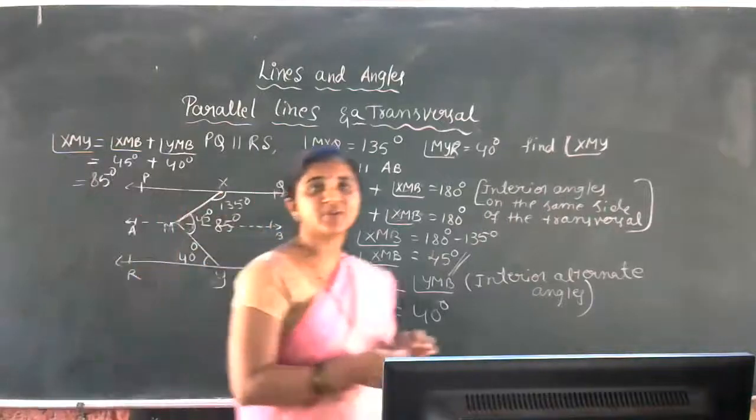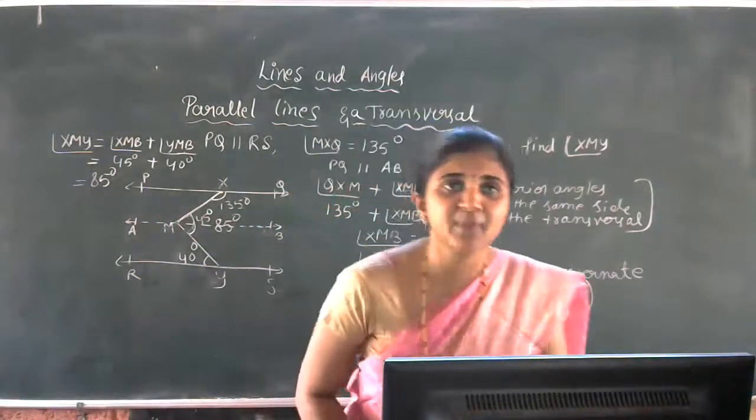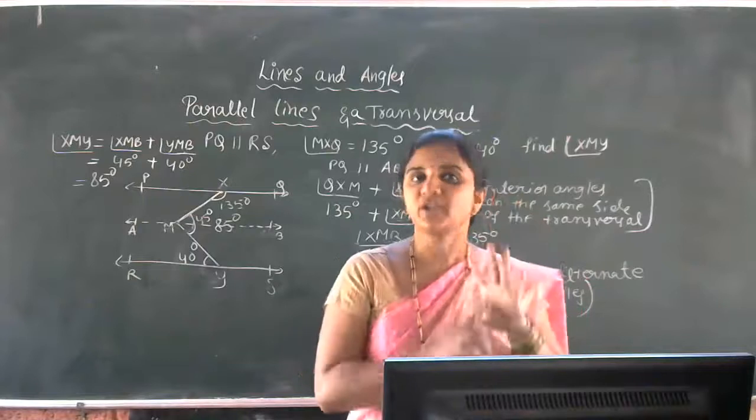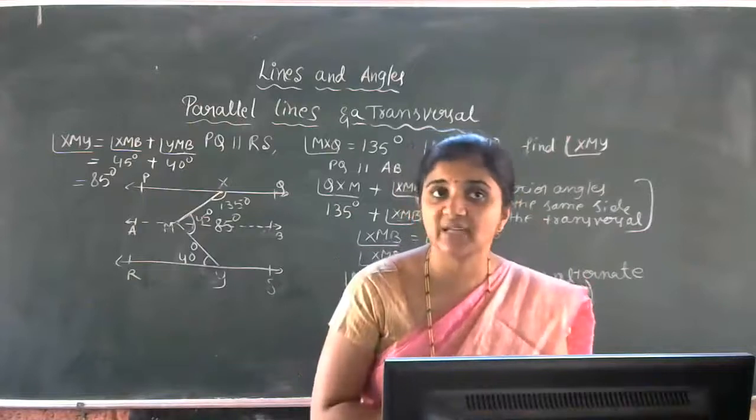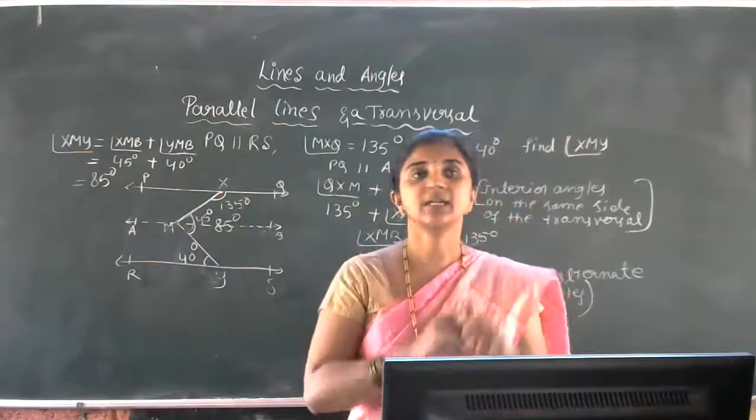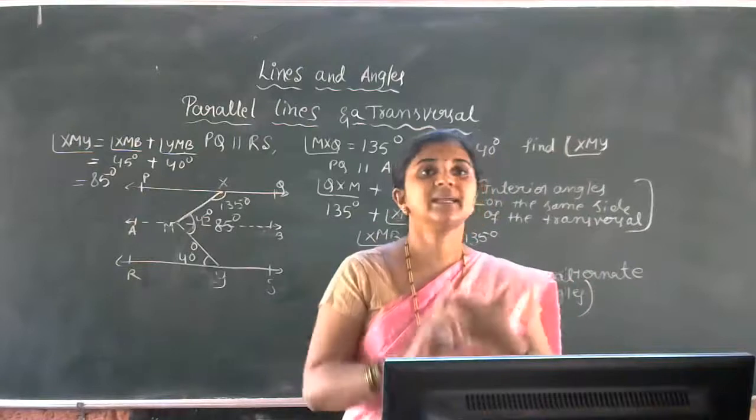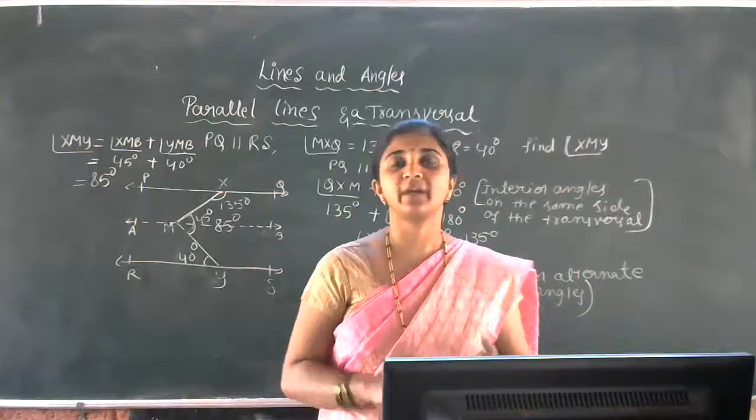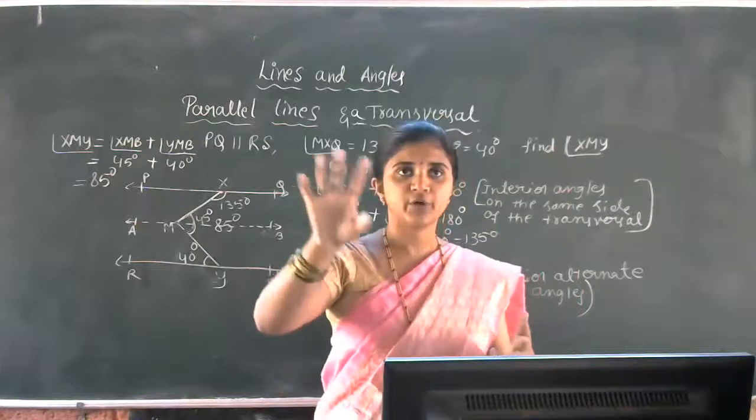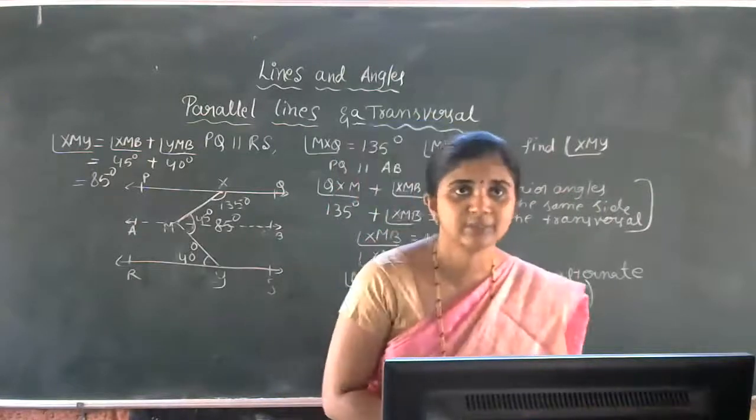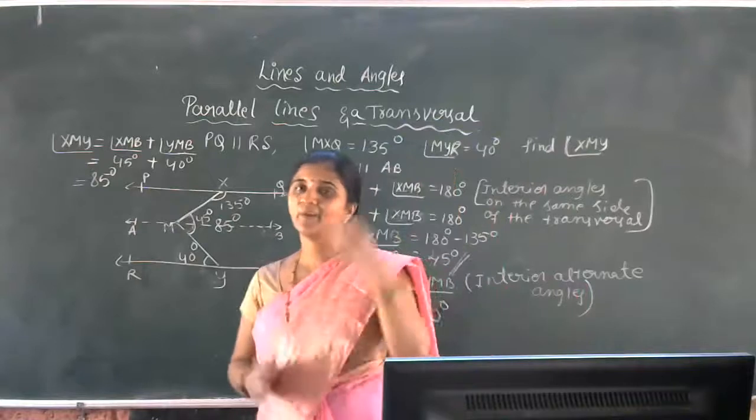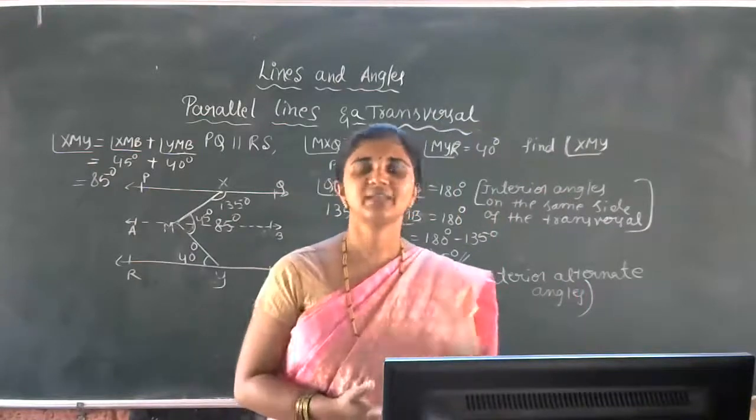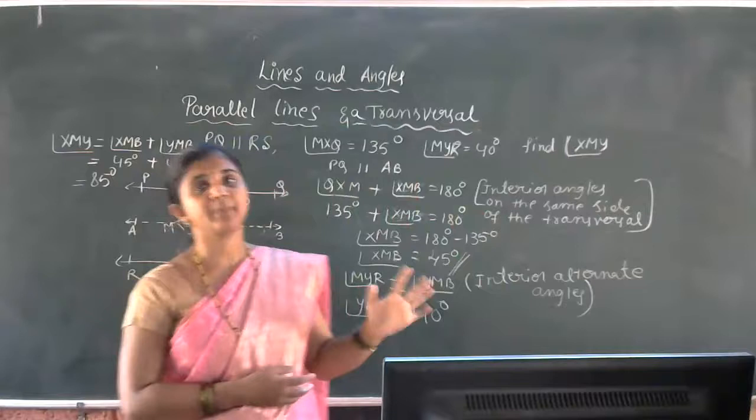Is it clear, students? Got the idea of this type of problem? Actually, what concepts did we apply here? We used alternate angles, then interior angles on the same side of the transversal. We used two properties. It is optional for you, you can use the linear pair concept also, depending upon your wish. Okay, this is about the first example problem.